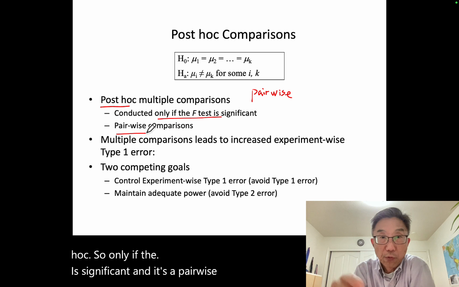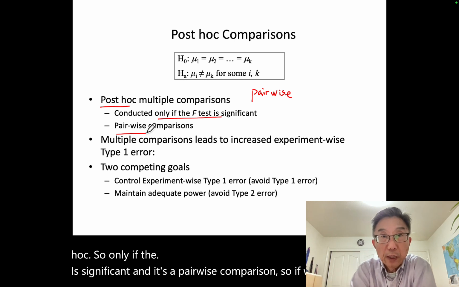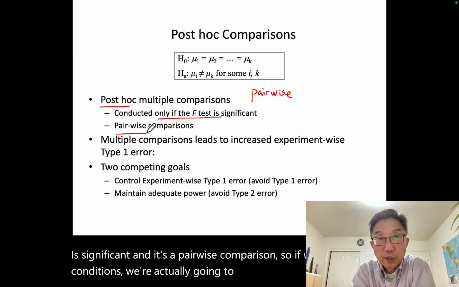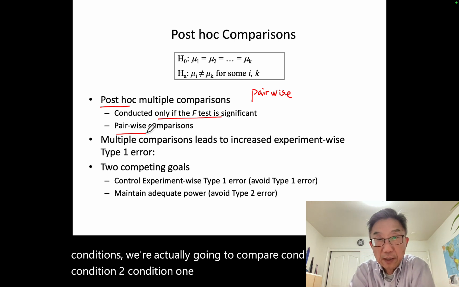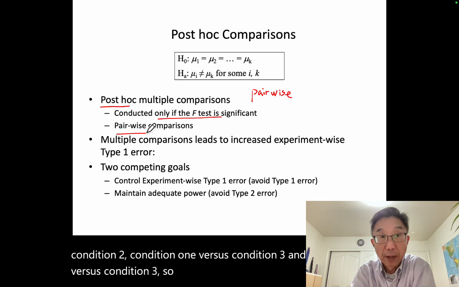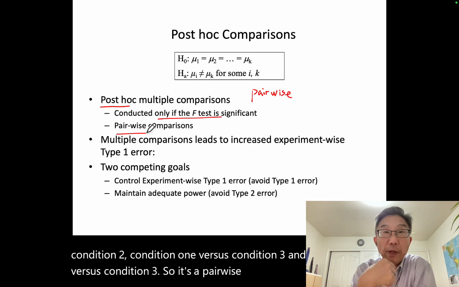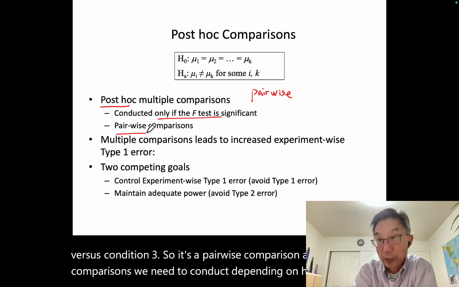And it's a pairwise comparison. If we have 3 conditions, we're going to compare condition 1 versus condition 2, condition 1 versus condition 3, and then condition 2 versus condition 3. So it's pairwise comparisons, and how many comparisons we need to conduct depends on how many conditions we have.